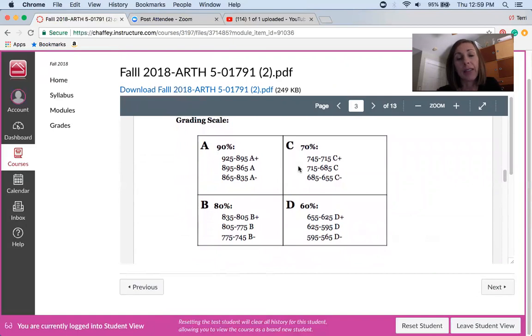And here is your grading scale down here. I don't really go by percentages when it comes to your grade. I go by the number of points that you've earned.